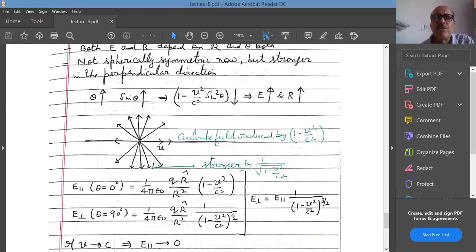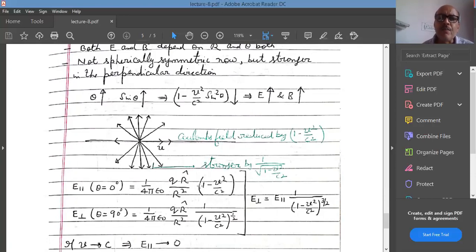So it effectively becomes 1 upon (1 minus b square upon c square) to the power of half. So you can see yourself now, this Coulomb field along the direction of its velocity is reduced by 1 minus b square upon c square. However, along the perpendicular direction, it is stronger by an amount 1 upon (1 minus b square upon c square) to the power of half.